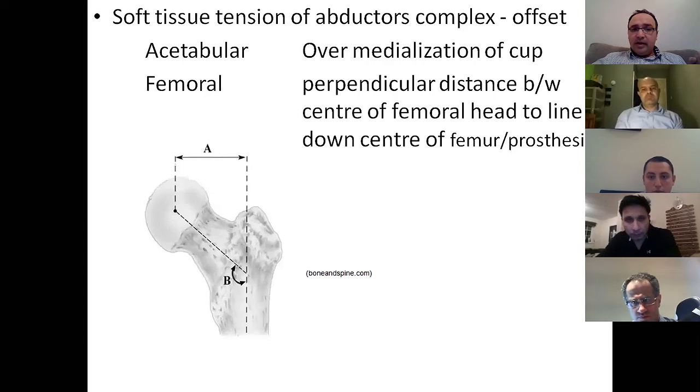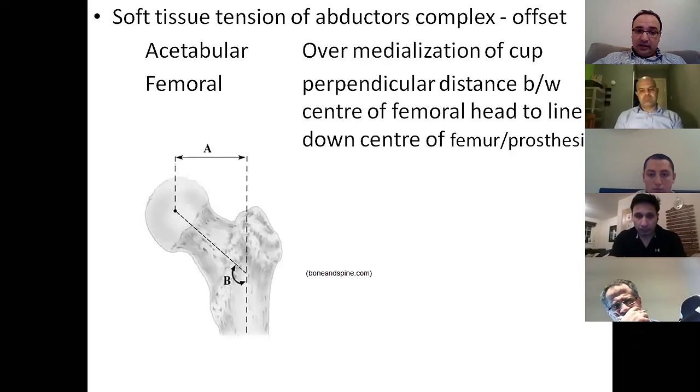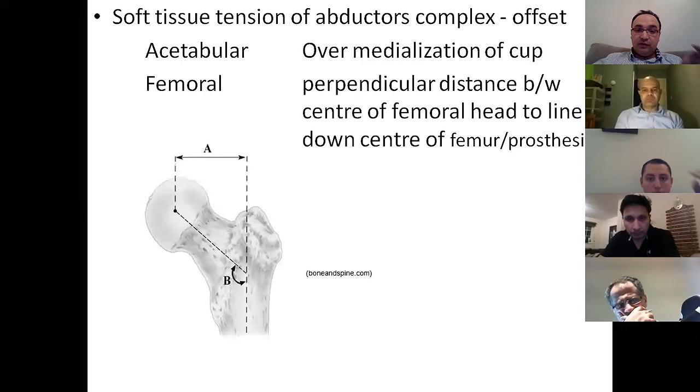The other offset to talk about is the femoral offset. And the examiners like this. They'll straight away ask you, if you don't volunteer it yourself, what is the femoral offset? Femoral offset, as you know, guys, is a perpendicular distance. You have to say the word perpendicular. They'll be looking for that word, nothing else. Perpendicular distance between the center of rotation of the femoral head to a line down the center of the femoral shaft or center of the stem of the prosthesis. Okay, guys?